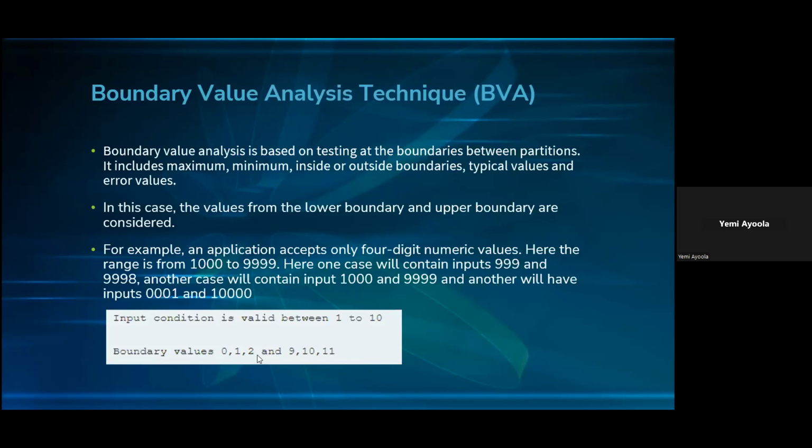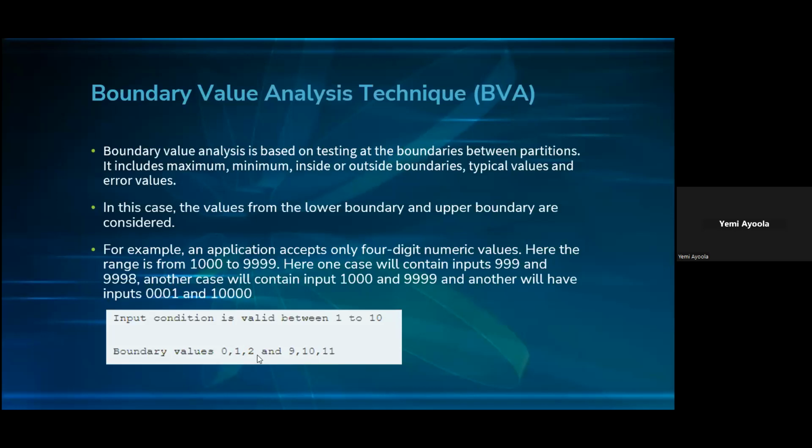For 1000 now, the boundary values will be, let's take -5, -2, 0, 1, 2, 3. I stop there. I move straight to 499, 500, 501. If I do 501, I move directly to 999, 1000, 1001, 1002, or 1020. That means I've tested maximum, minimum, inside, and outside. That's the way BVA works.